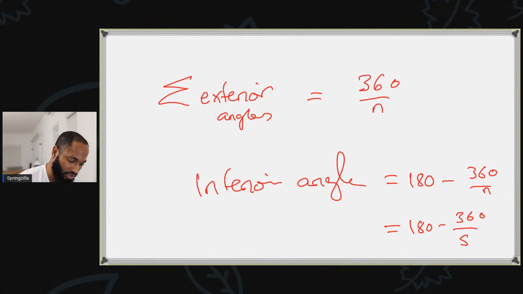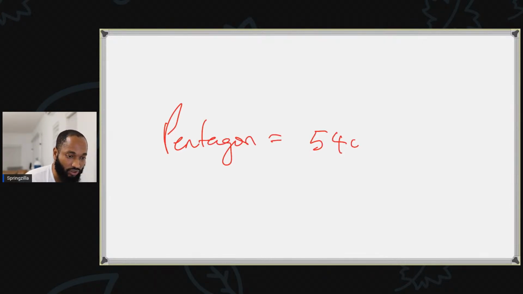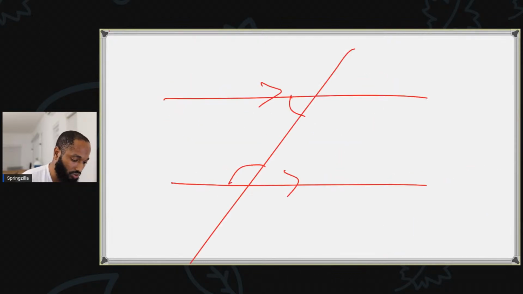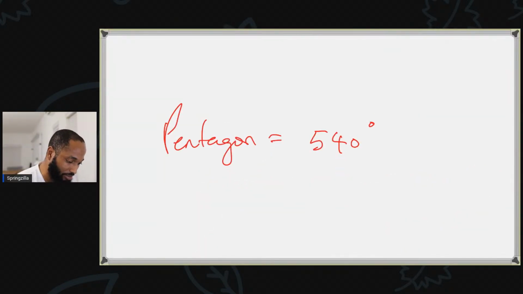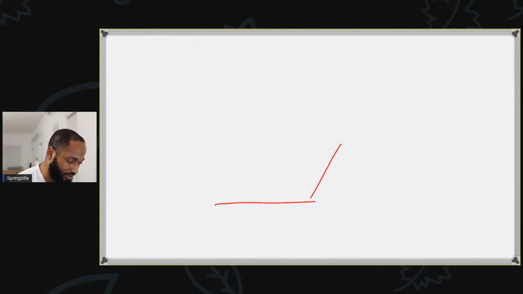108. 108 is one angle in a regular pentagon. So you multiply that by 5. I like to show people this way so you can figure out anything now. 108 multiplied by 5 is 540. In a pentagon, all the angles add up to 540 degrees. So I multiply by 5 now, for a regular pentagon.